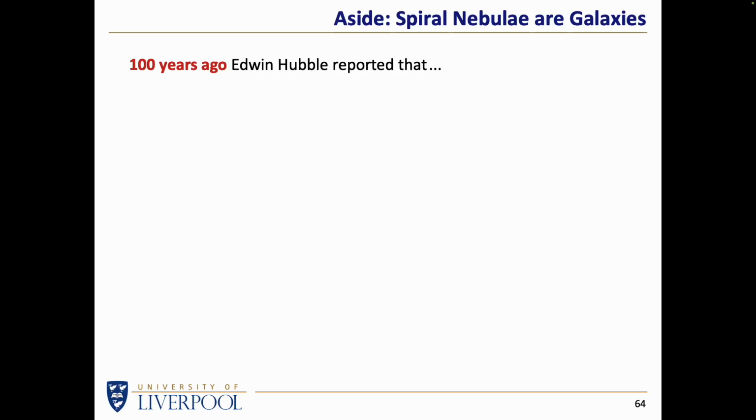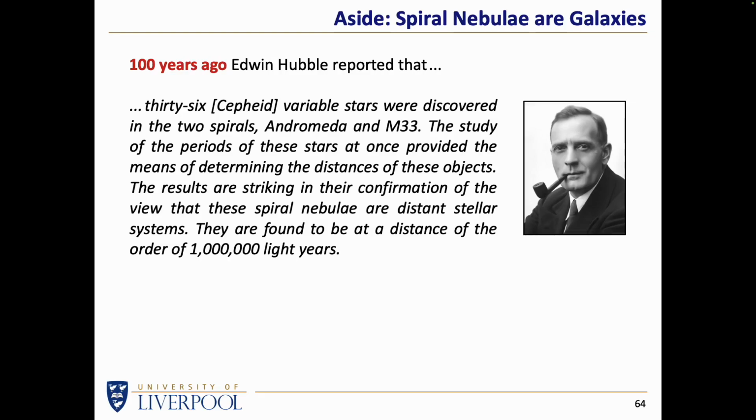Just as a little bit of an aside, we are almost at the point of the 100-year anniversary of Edwin Hubble saying the Milky Way is not all there is to the universe. On looking at these odd spiral nebulae in the sky, he basically said, by looking at various variable stars in these weird nebulae, we have come to the striking confirmation that these nebulae are not within our own Milky Way galaxy. They are galaxies in their own right. They are millions of light years away. They are not only thousands of light years away within our own Milky Way.